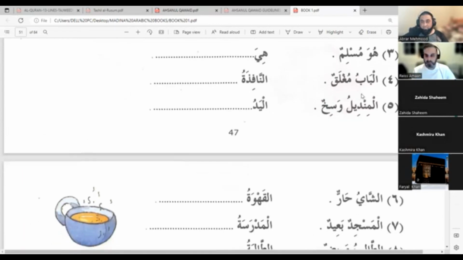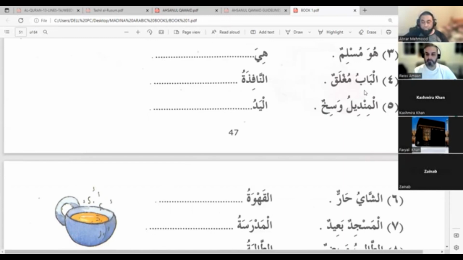Okay, Sister Zainab, please go ahead with the next one. Al-Babu Mughlaqun. An-Nafizatu. What will come? Try and make this word into a feminine word. That's all that has to be done.